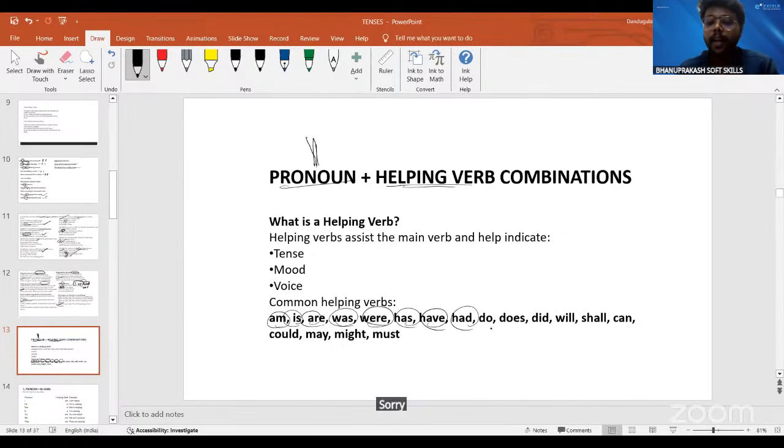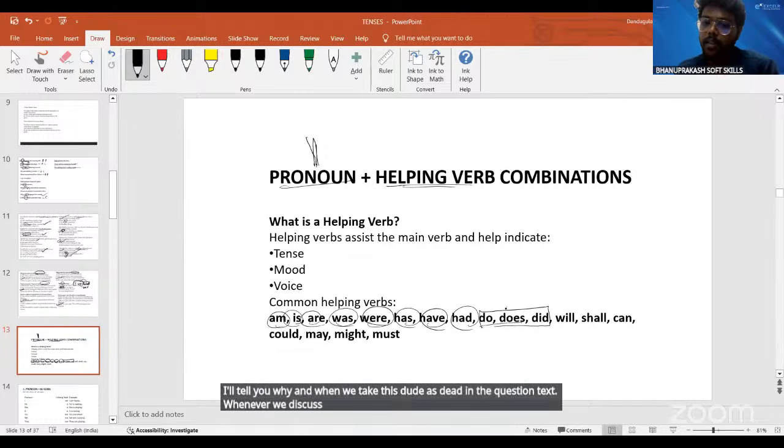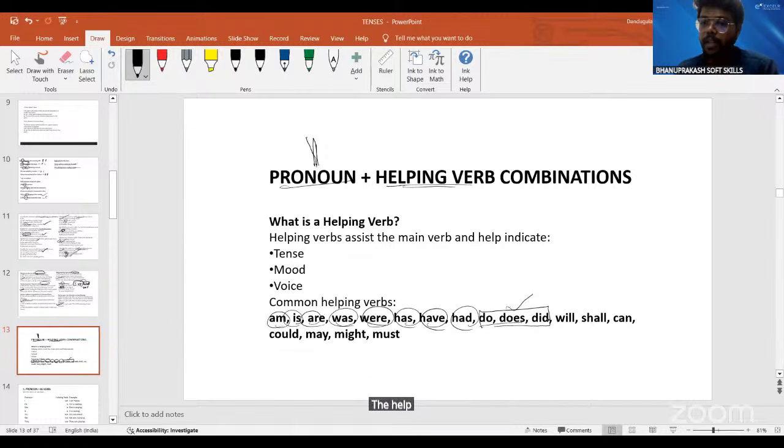Sorry. And we do also have other helping verbs, which are the D-related words like do, does, did. I'll tell you why and when we take this do, does, did in the question tags. Whenever we discuss question tags, the help of do, does, did will come. I'll discuss that later.